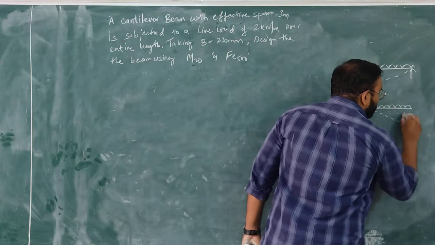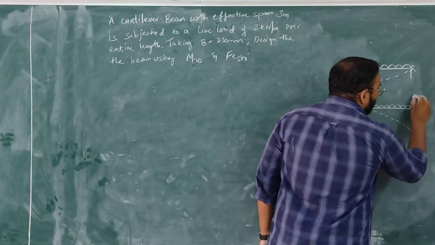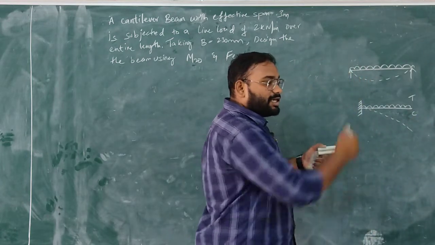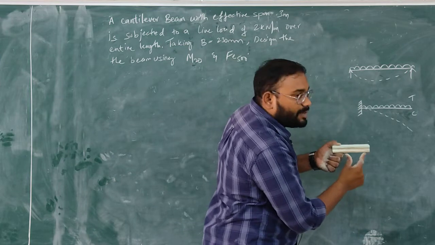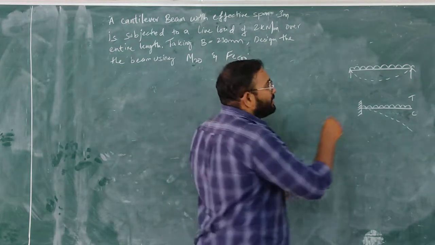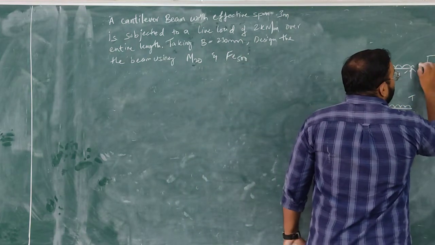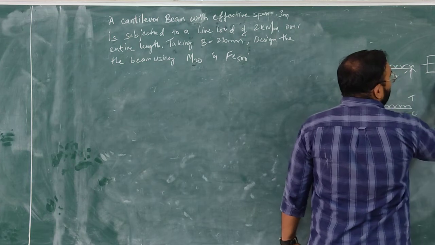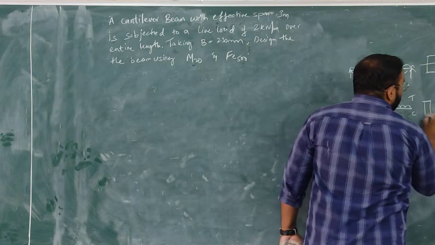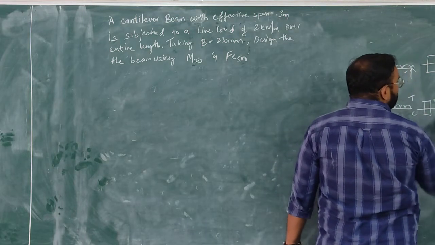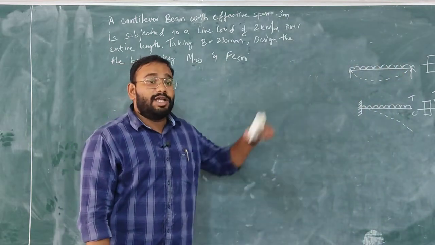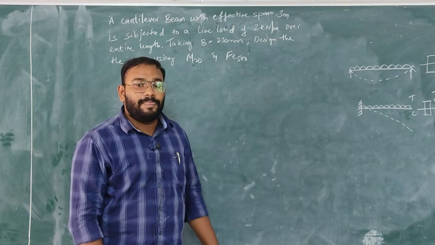Top fibers are in tension, bottom fibers are in compression. The beam is fixed here and the load is applied like this, such that the bottom fibers get compressed and the top are in tension. In the previous case, the diagram was like this, tension here and compression here. Now the diagram will be interchanged: tension at top, compression at bottom.